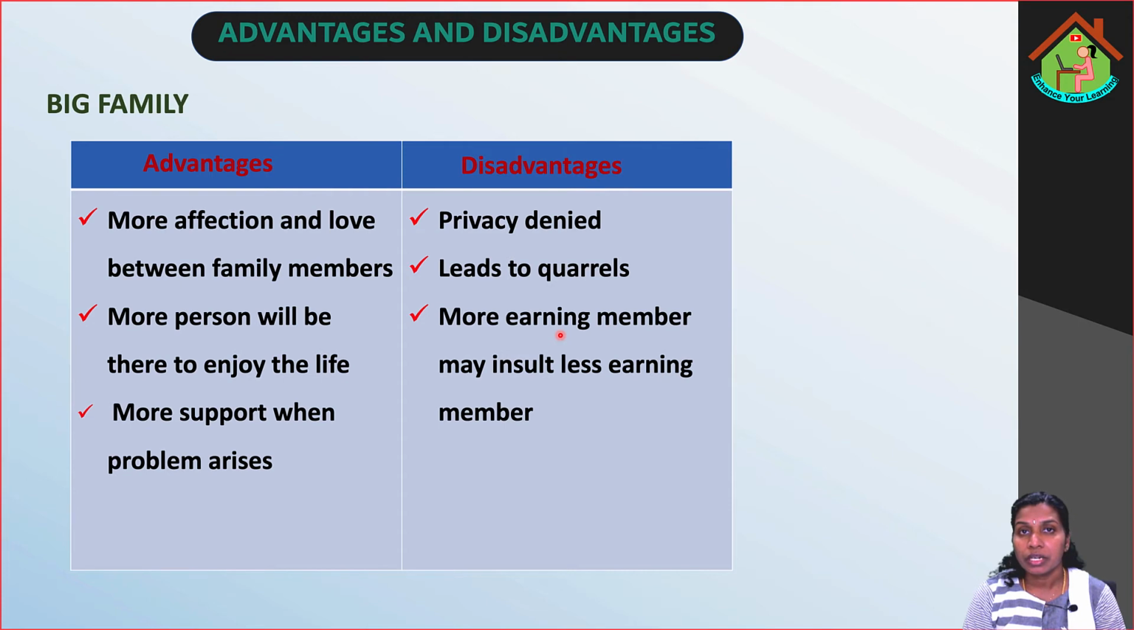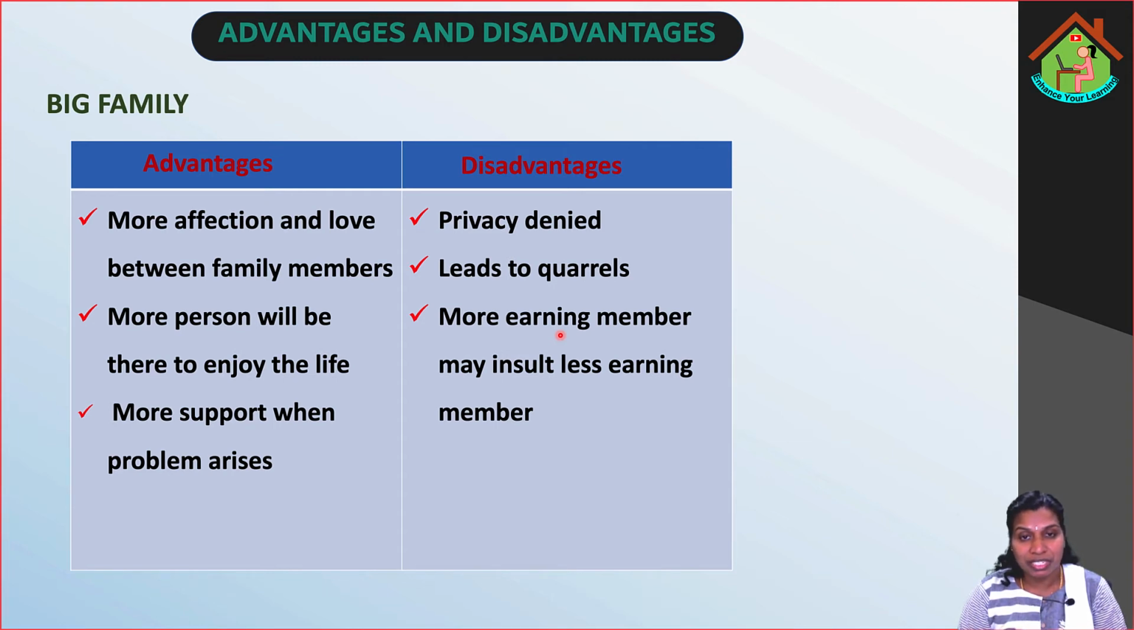So two aunties and two uncles are working. One uncle is getting more salary and the other uncle is getting less salary. When a problem comes, the person who gets more salary will tell the person who is getting less salary that I am only getting more salary, so I am spending more for this family, you are spending only less. Like that, there will be some problem between the more earning person and the less earning person when you are in a big family.